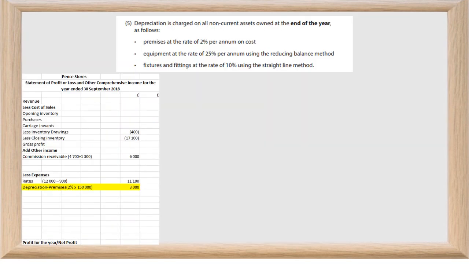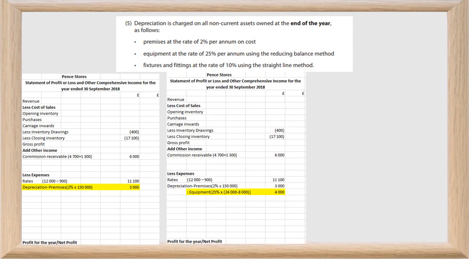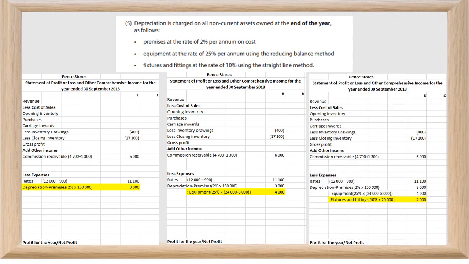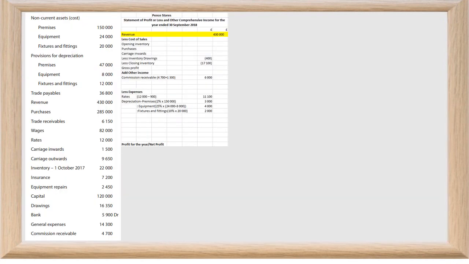Fifth additional information states the depreciation policies. Accordingly, only non-current assets at the end of the year will be depreciated. First, premises depreciation will be 2% of its cost, which is 3,000. Second, equipment is depreciated at 25% reducing balance method. Therefore, first we subtract the cost minus provision for depreciation and then multiply that answer by 25%. This gives us 4,000. Third, fixtures and fittings should be depreciated at 10% of cost, since it is straight line method. Thereby, the answer would be 2,000. Done with the additional information.